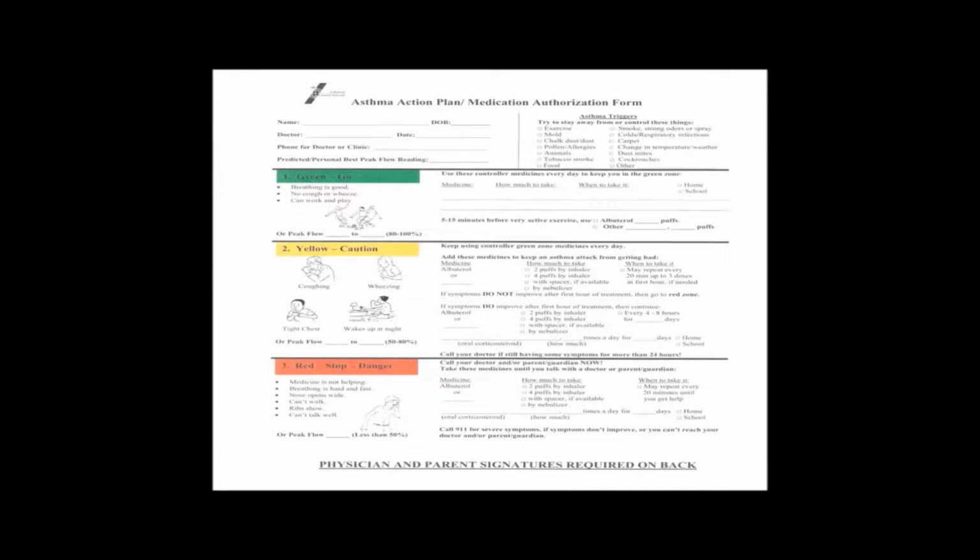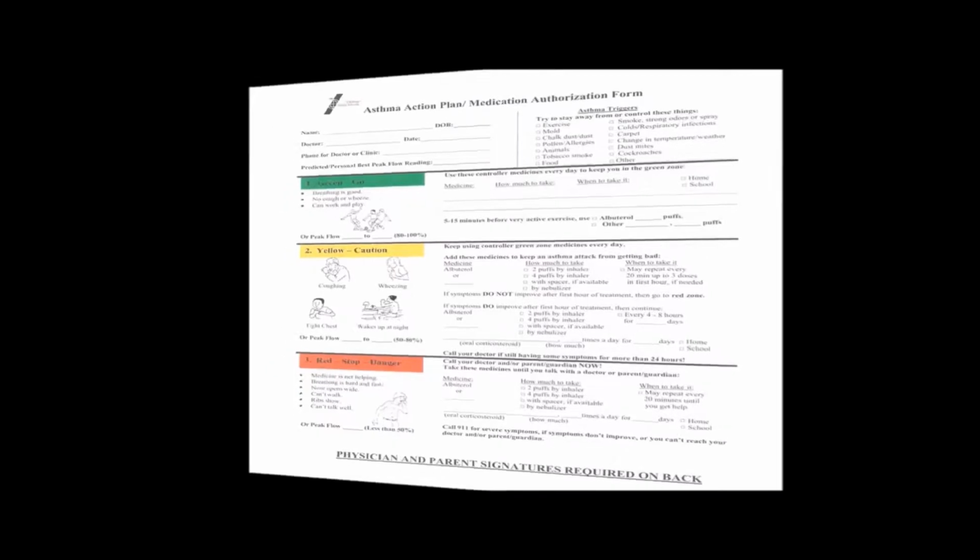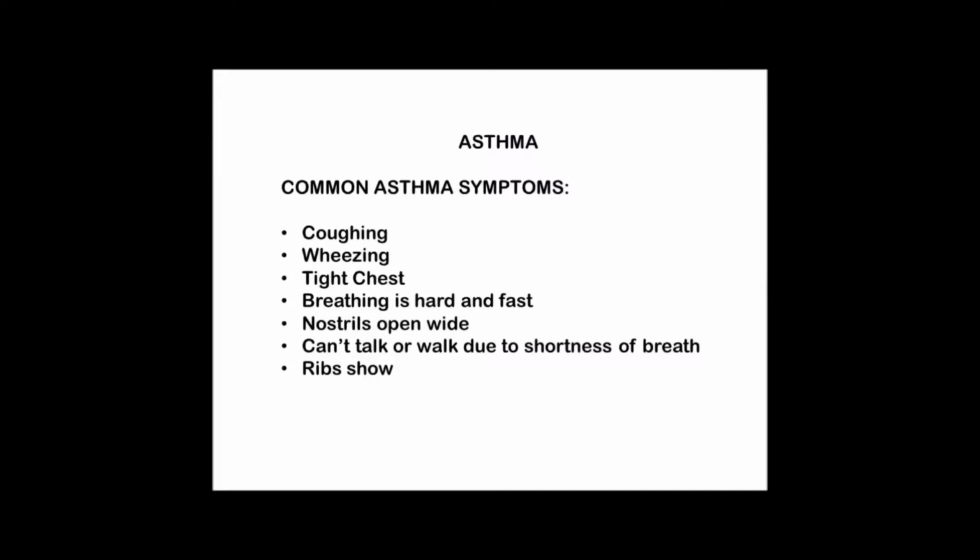Asthma. This is an example of an asthma action plan medication authorization form. There are places on the back of this form for both the physician and the parent to sign. In order to be acceptable in the health room, this form must be signed by the health provider and by the parent. Common asthma symptoms: coughing, wheezing, tight chest, breathing is hard and fast, nostrils open wide, can't talk or walk due to shortness of breath, ribs show.